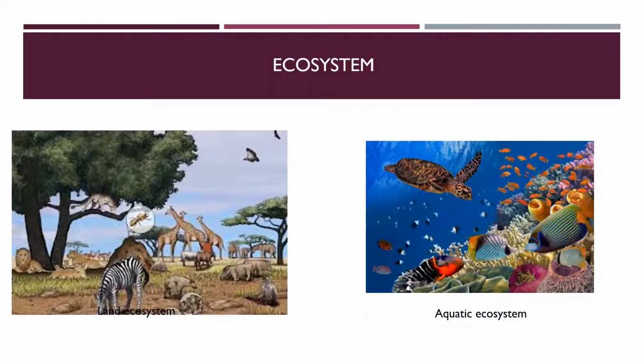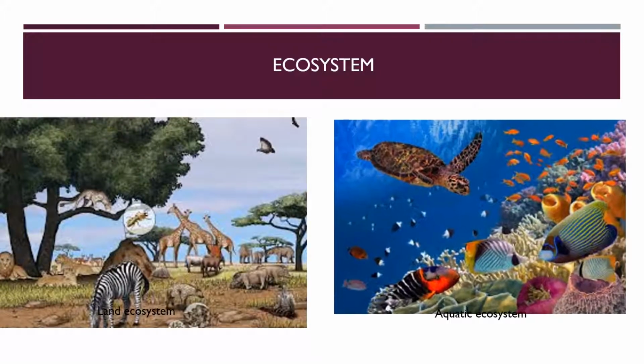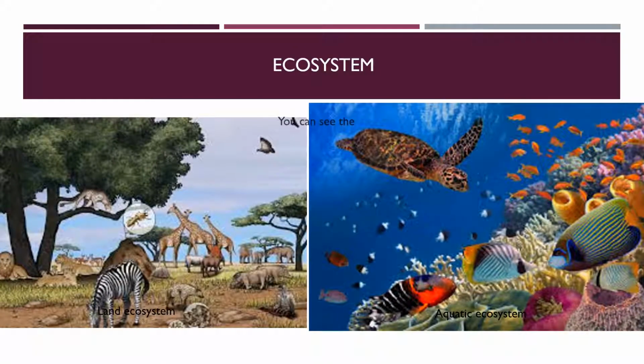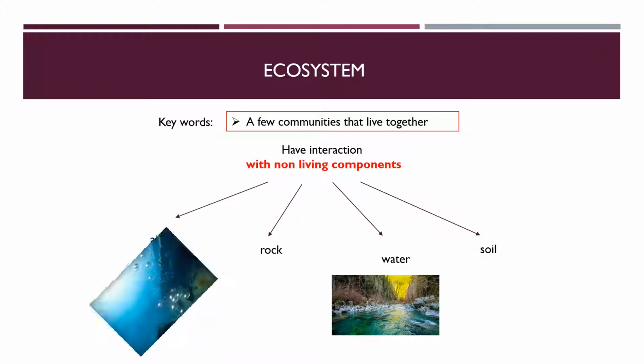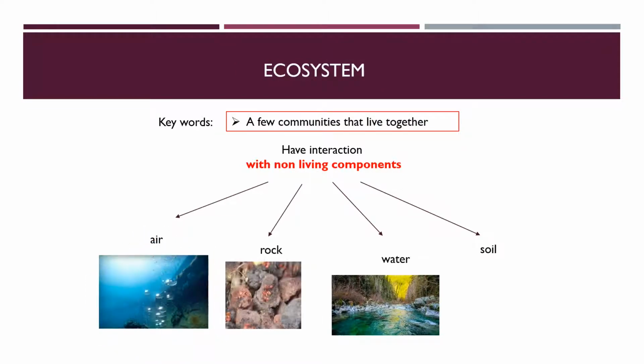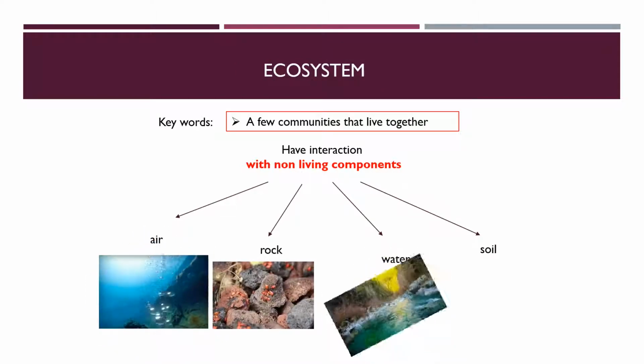Look guys, look! In an ecosystem, you can see the biodiversity. Keywords for ecosystem: a few communities that live together have interaction with non-living components. Non-living components such as air, rock, water, and soil.